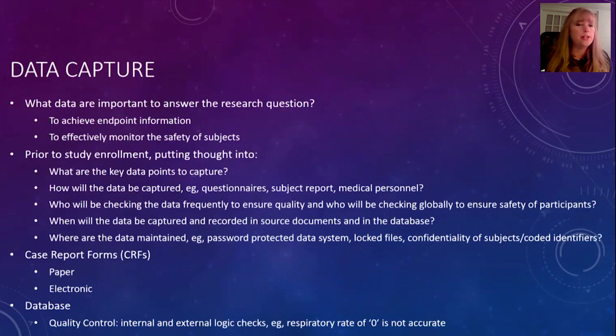Case report forms, or CRFs, can be paper or electronic. Once entered electronically, the data can be cleaned efficiently with queries. Ongoing quality control checks are also essential.